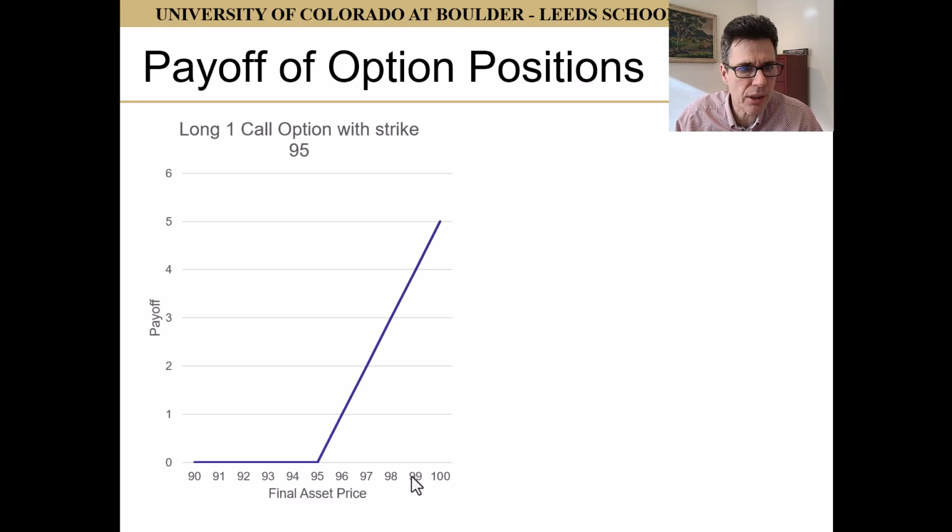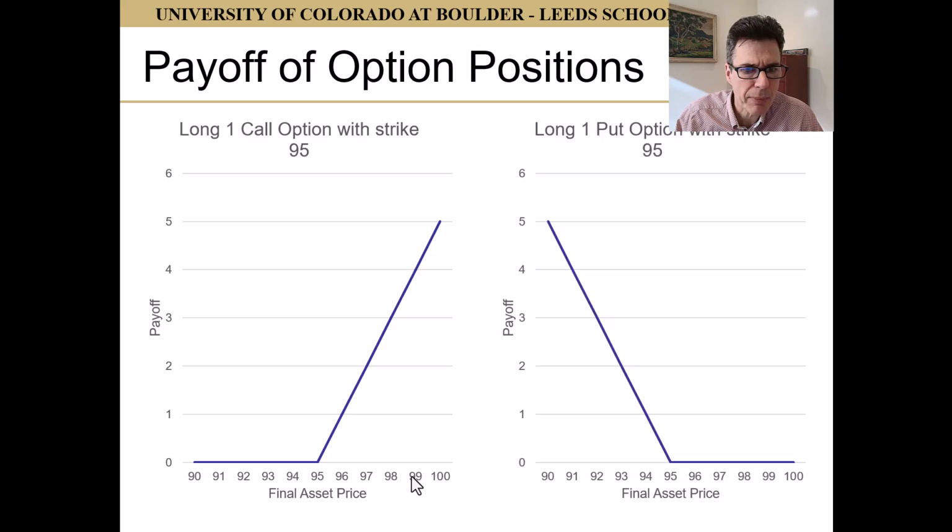Just as a reminder, long one call option with strike 95, the payoff diagram looks like this. And long one put option with strike 95, the payoff diagram looks like this. Again, for the call, it's 0 below the strike, and it's $1 for every dollar the asset ends up above the strike. If the asset ends up at 99, the payoff is 4. Again, for a put, if the asset ends up at 92, the payoff is 3.